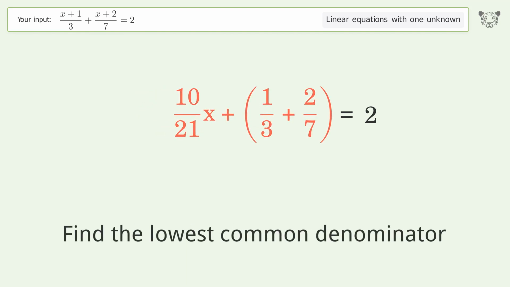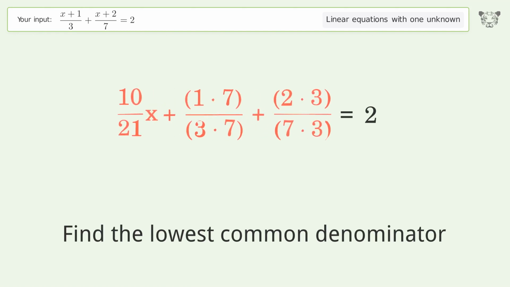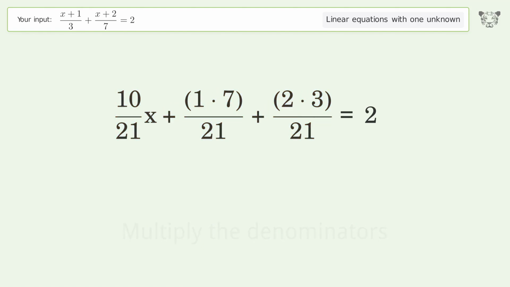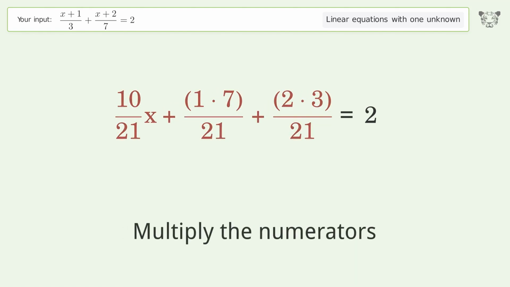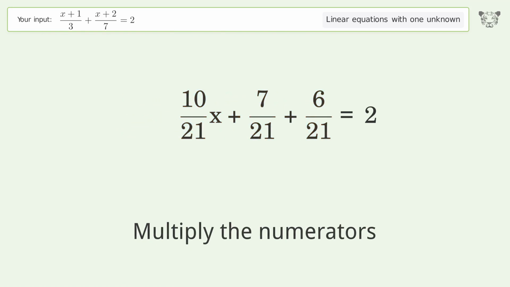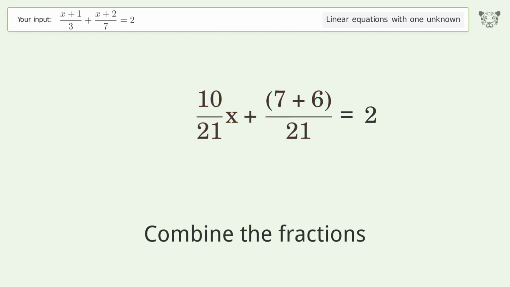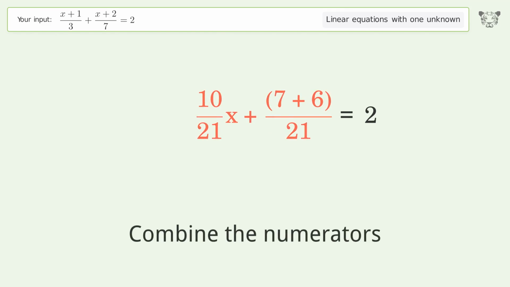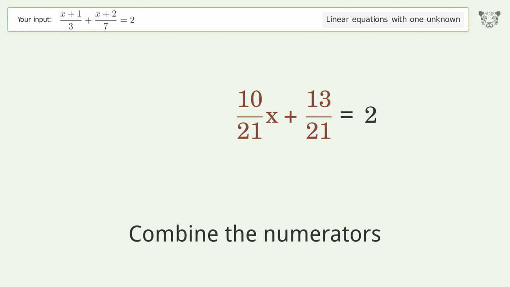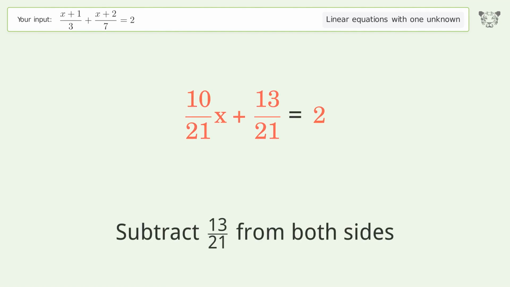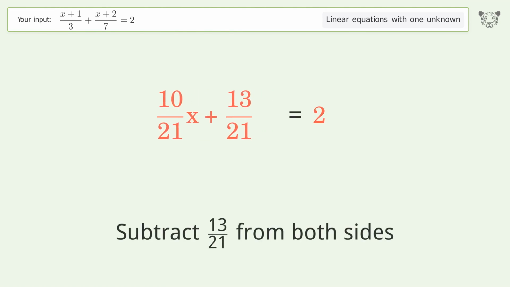Find the lowest common denominator. Multiply the denominators. Multiply the numerators. Combine the fractions. Combine the numerators. Group all constants on the right side of the equation. Subtract 13/21 from both sides.